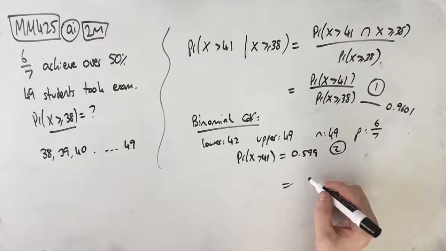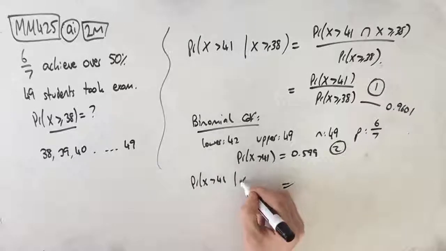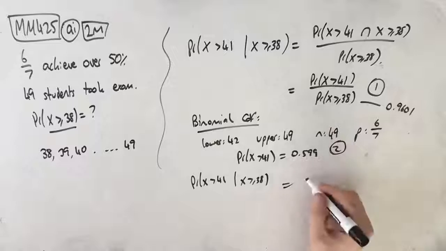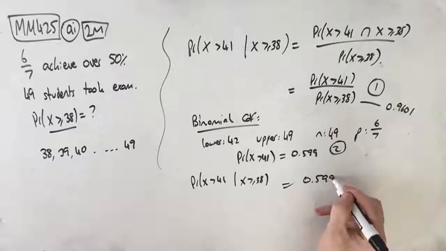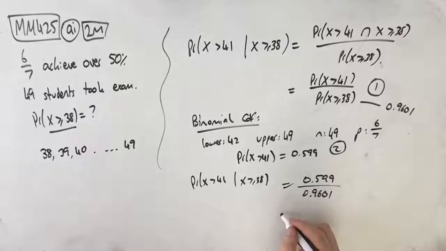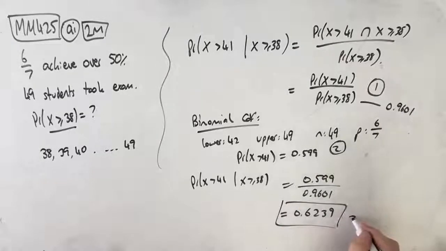So we know that the probability that X is greater than 41, given that X is greater than or equal to 38, equals the probability that X is greater than 41, so 0.599 over 0.9601, which equals 0.6239. That is our third and final mark for part AII, guys. That was AII, that's actually 3 marks. And that's it. So let's move on to part B.